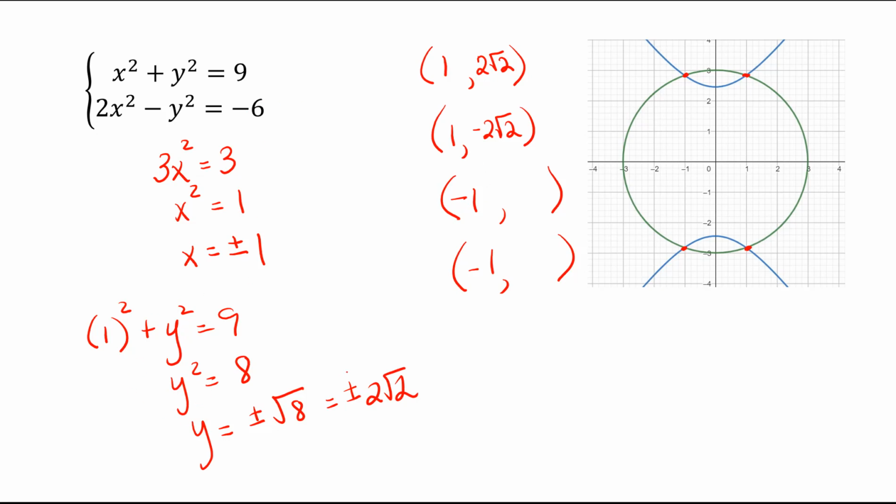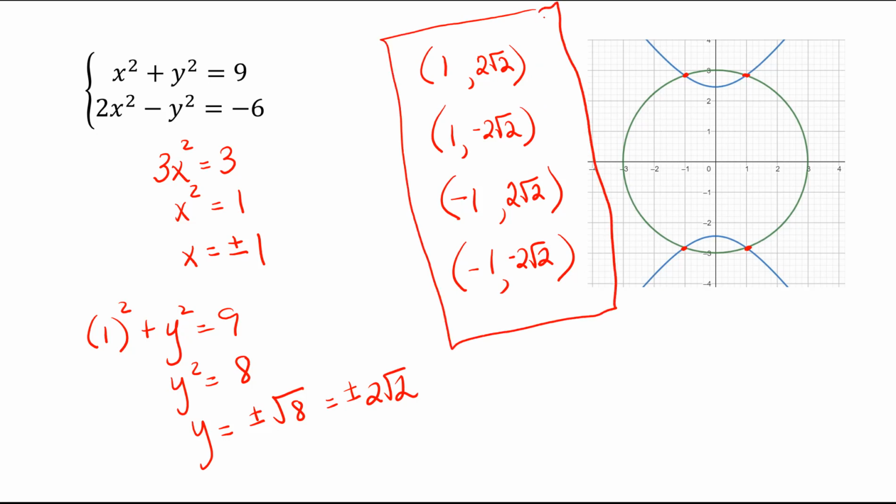Now if I plug in -1 for x to find out what y is, same thing's going to happen. I'm going to get the same 2 solutions, because -1 squared is going to be 1 also, and y squared will be 8, and y will be plus or minus square root of 8, which is plus or minus 2 square root of 2. So when I plug in -1, I'm going to get 2 solutions: 2 square root of 2 and -2 square root of 2. So these are the 4 points where these 2 graphs intersect. They are the 4 solutions to this system of equations, and you would need to write those as 4 separate points to show what the 4 solutions are.